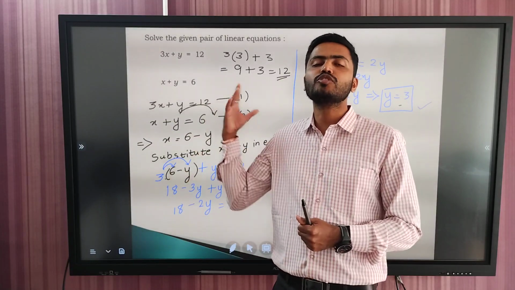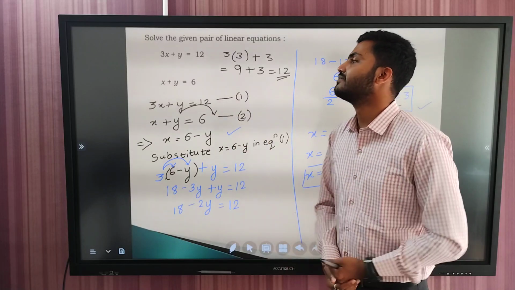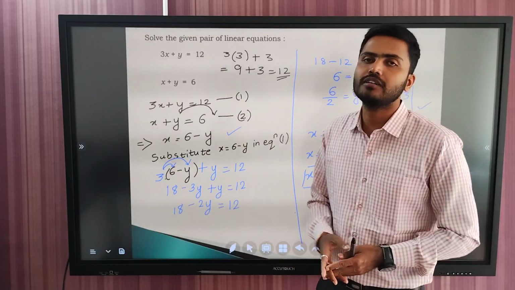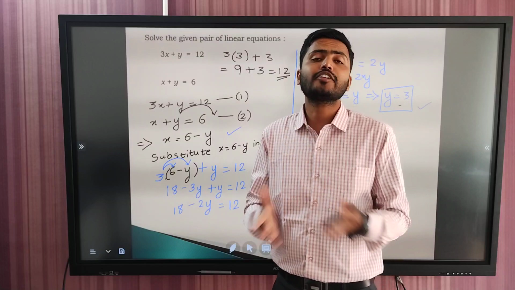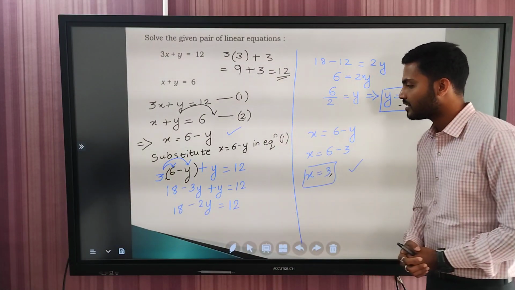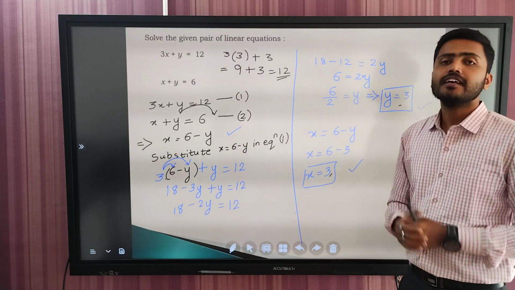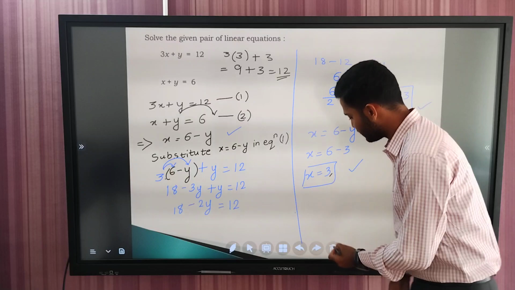Otherwise, most of the times the method will be mentioned in the question. But since this question has no method specified, you can use any of these methods and find the solution. Okay? So we got x is equals to 3 and y is equals to 3. Okay? So now let us move on to the next question.